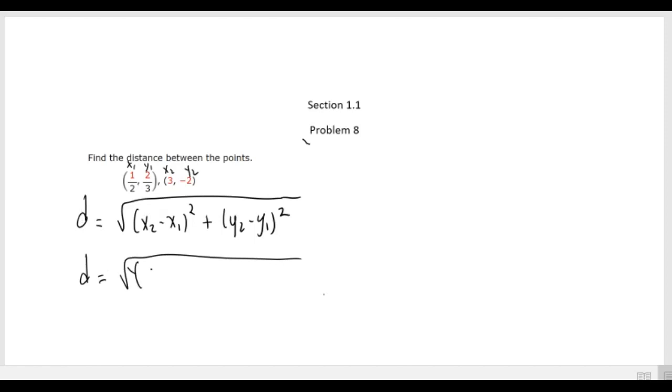So x2 is 3 minus a half, and y2 is negative 2 minus 2/3. In order to add or subtract numbers with fractions, we have to have a common denominator. So for the first one here, we have 3 minus a half. The 3 we can write as 3 over 1. So our common denominator for this problem is going to be 2.